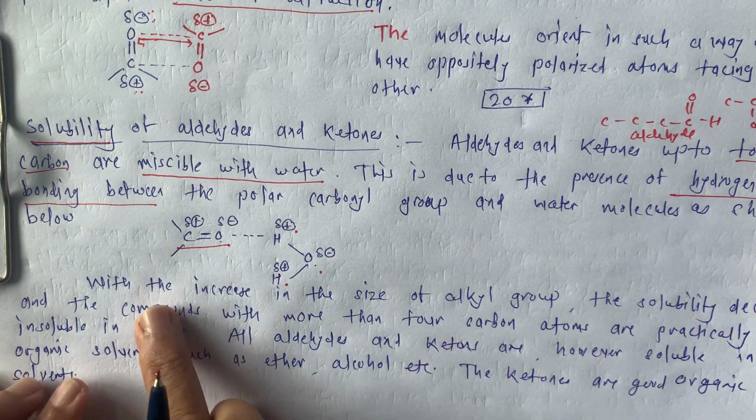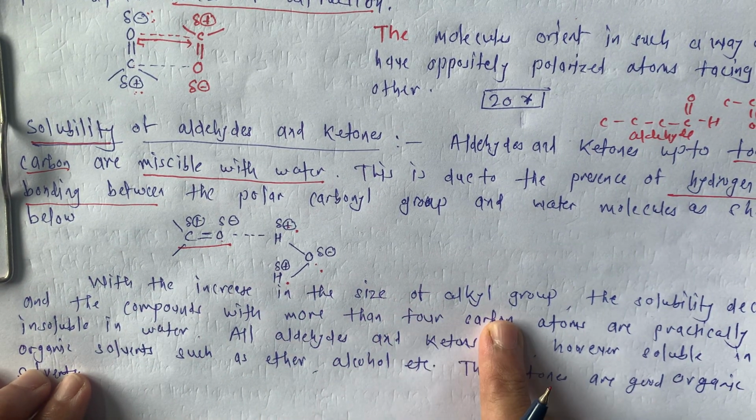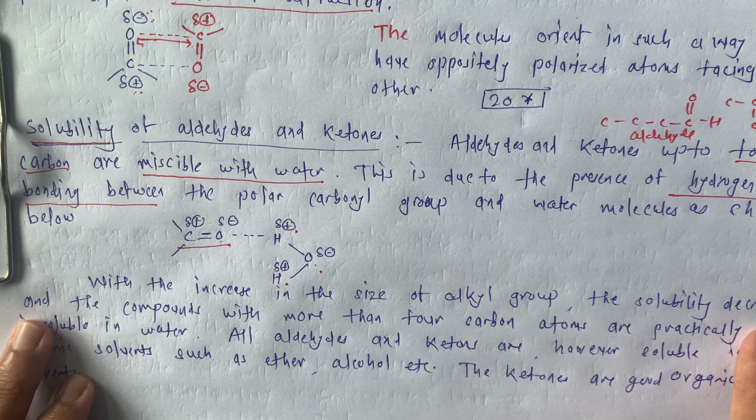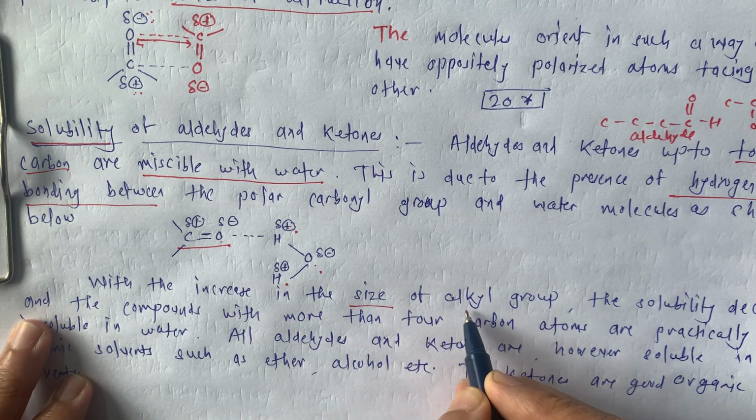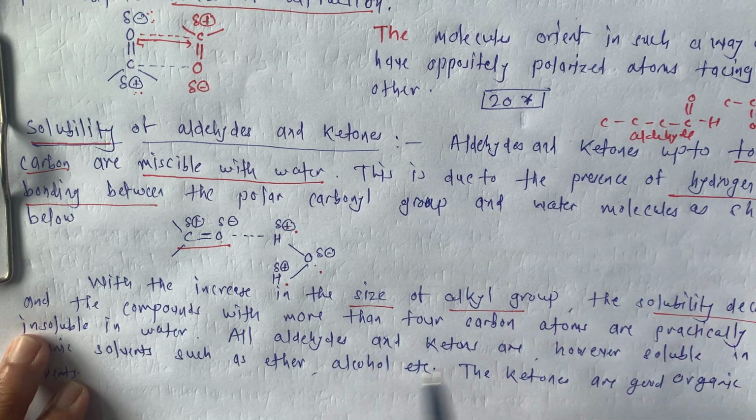Then with the increase in the size of the alkyl group, the solubility decreases.